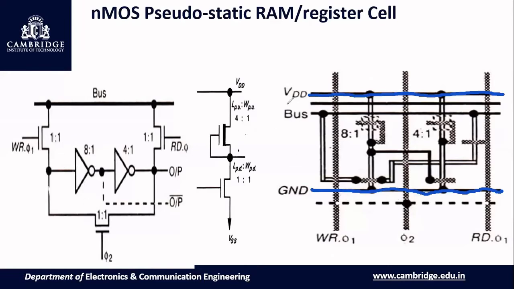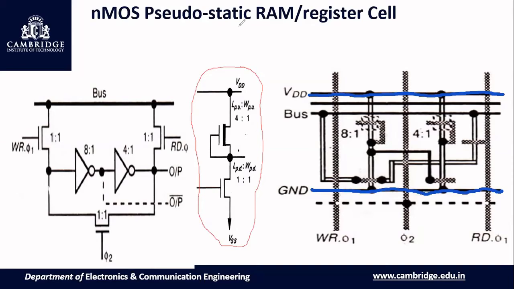Here you can see the circuit diagram for the inverter is drawn in between. This is the circuit diagram for the inverter, and there are two inverters, so that is drawn here. The upper one is a depletion mode transistor. The lower one is an enhancement mode transistor.